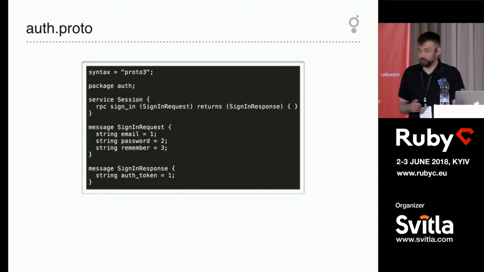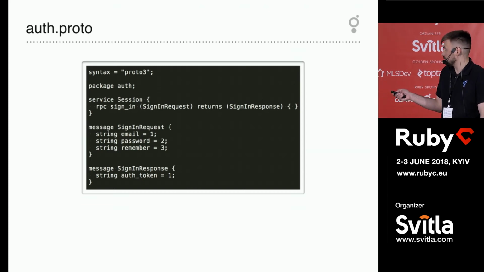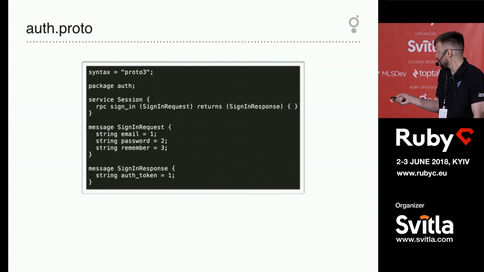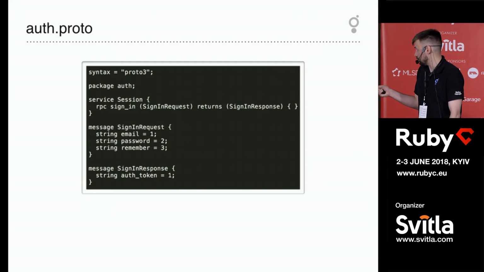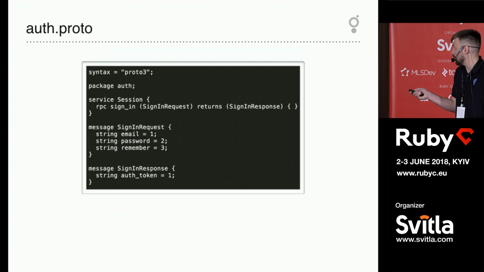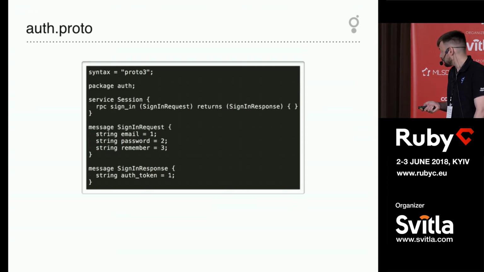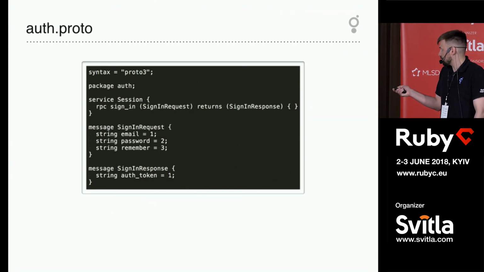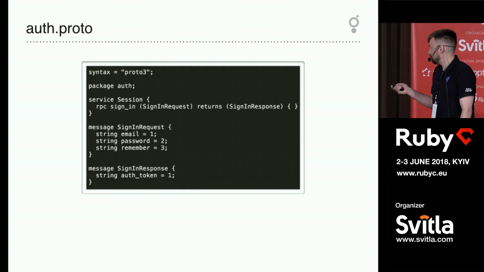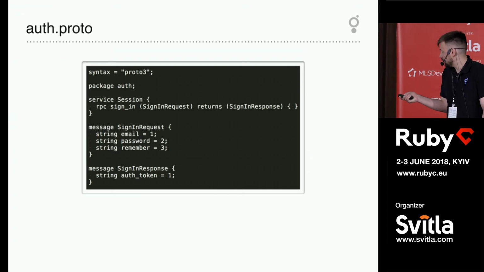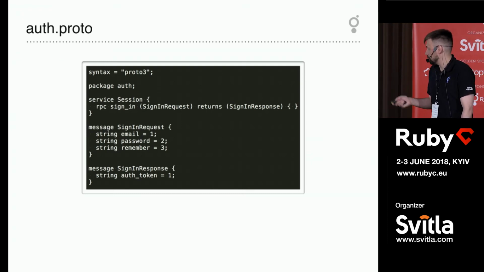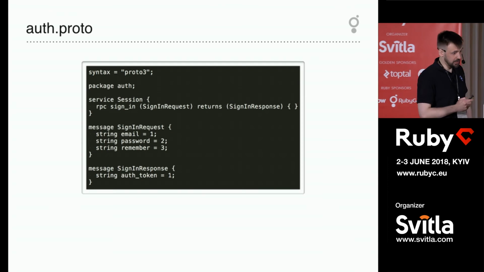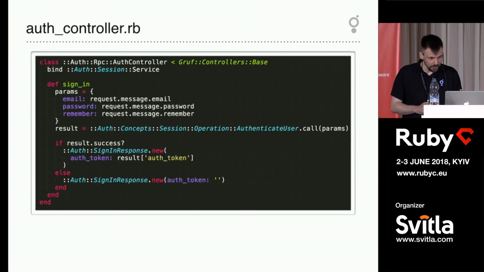So what is inside of the proto file? All pretty simple. We just create a service. We just create some kind of action for this service, in our case, sign in. And we just have a sign in request and sign in response. And we just describe these types of messages. Sign in request, we have an email, password, and remember flag. And sign in response, we have just an authentication token back.